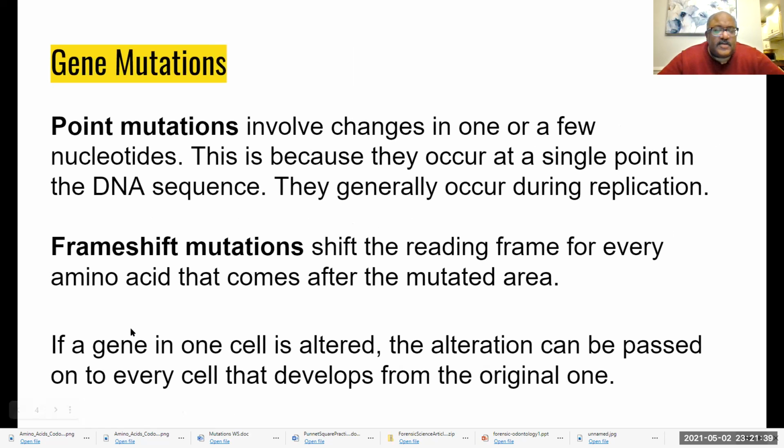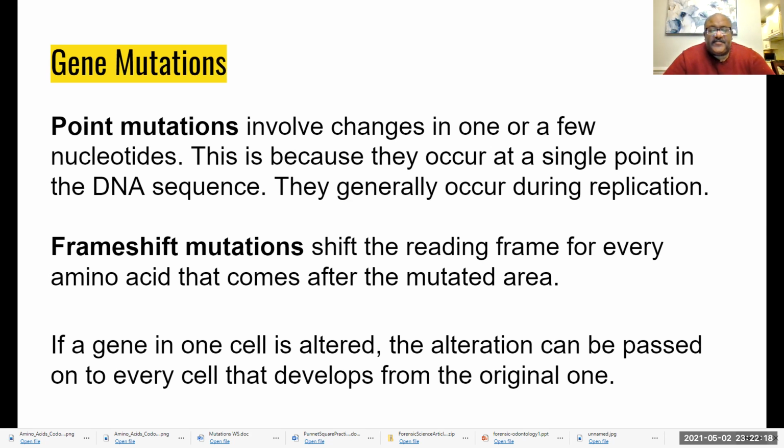Okay. Specific gene mutations include, for example, point mutations, which involve changes in one or a few nucleotides. So if you have a codon that's AUG, and instead of AUG, it changes to ACG, that's a point mutation, because one particular point, or specifically one particular letter, changes. And if you remember when we were doing the exercise on the wheel, if one letter changes, it might change the amino acid that it codes for, from like tyrosine to glutamine or whatever.